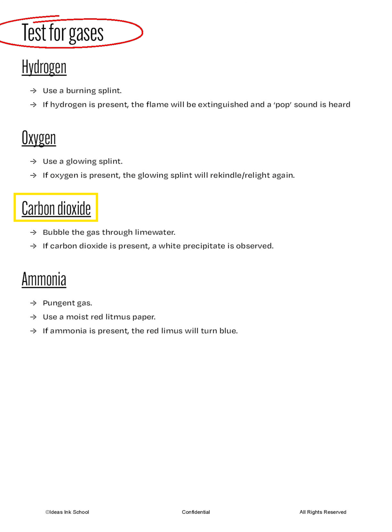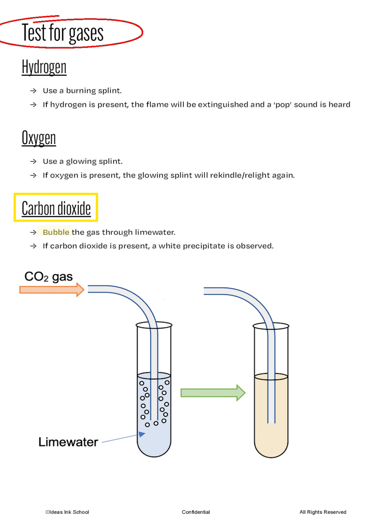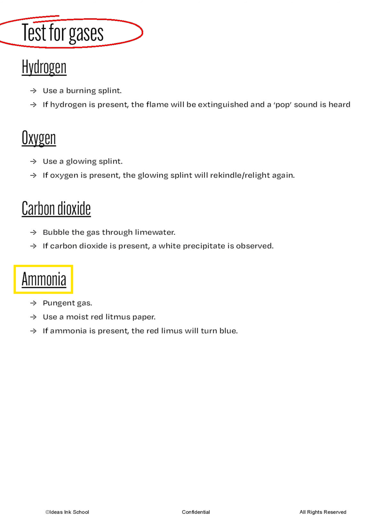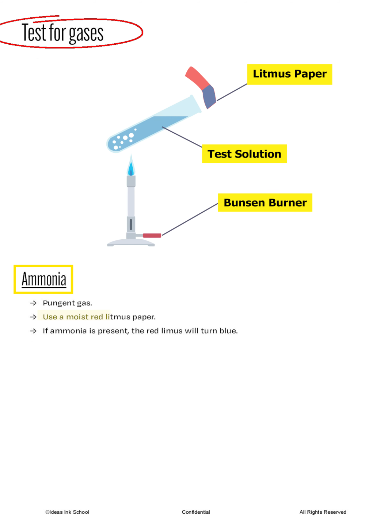Next, to test for carbon dioxide gas, we will need to bubble the gas through lime water using a delivery tube. If carbon dioxide is present, a white precipitate will be observed. This causes the mixture to appear chalky. Lastly, to test for ammonia gas, a moist red litmus paper is used. If ammonia gas is present, you will detect a pungent smell and this gas will turn the red litmus paper blue.